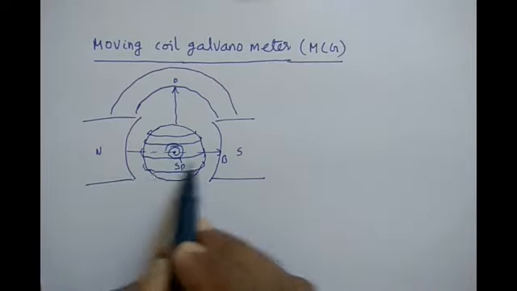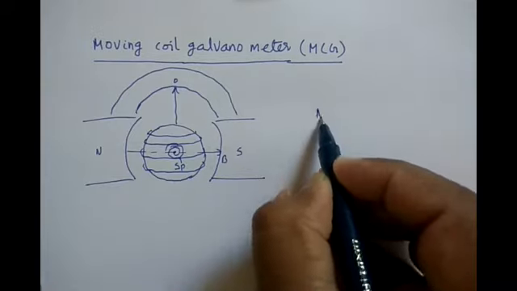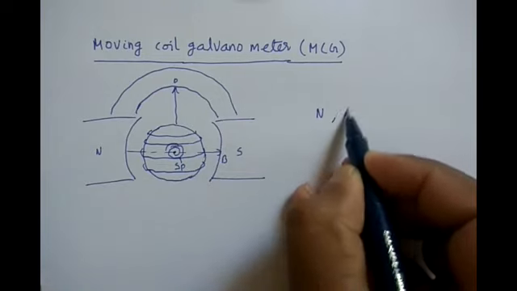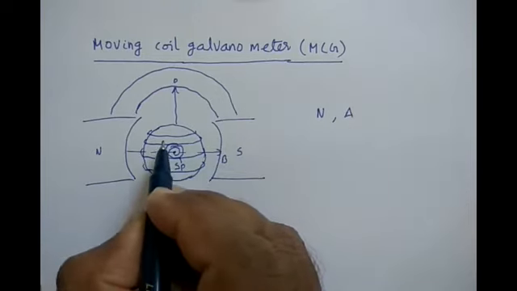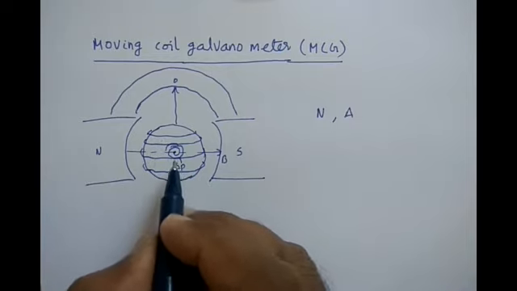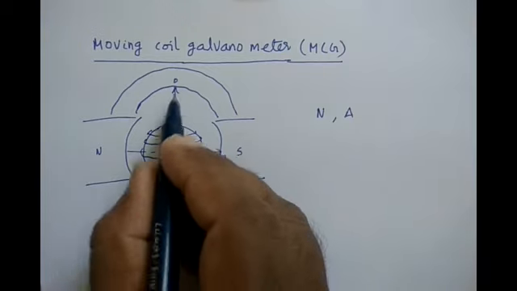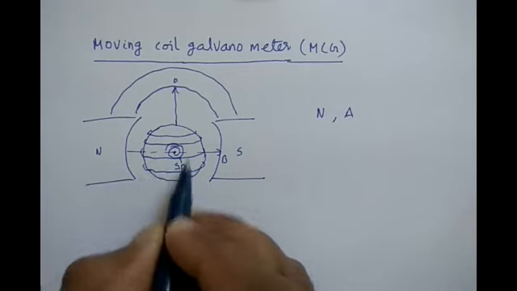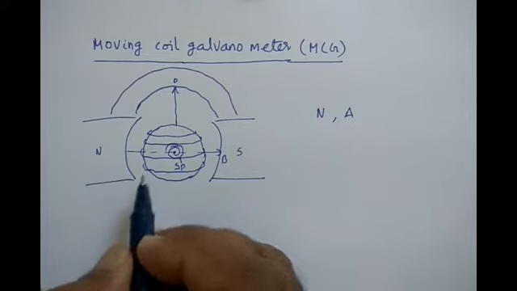This is the coil with a number of turns. Say N is the number of turns, and the area of each turn you can say is A. This wire is wound on a soft iron core, and that whole thing is suspended by a spring SP, and a needle is attached at the center like this. The whole thing is placed between two magnetic poles, or placed in a magnetic field.